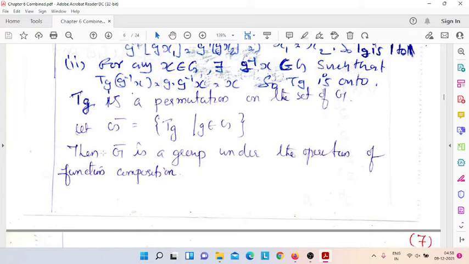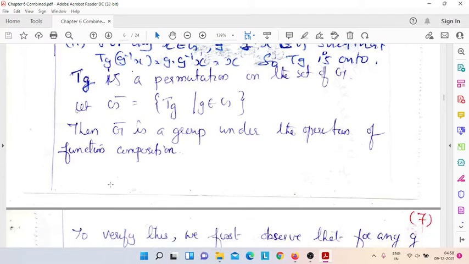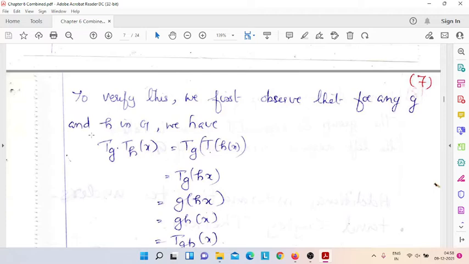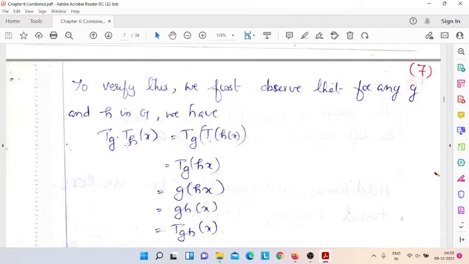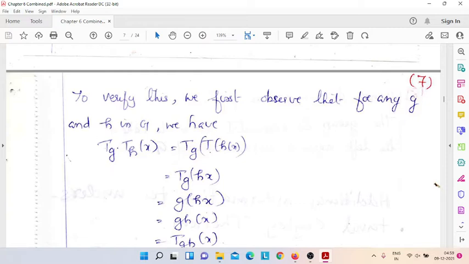Then G bar is a group, and we can show that G bar is a group under the operation of function composition. That is the important thing. To verify this, we first observe that for any two elements g and h from the first group G, Tg dot Th of x is equal to Tg of Th of x, where dot is the operation defined on G bar, that is, function composition. So Tg dot Th of x is equal to Tg of hx.